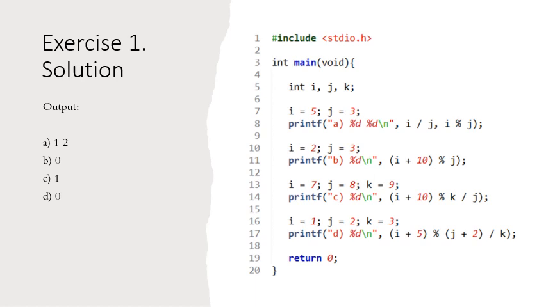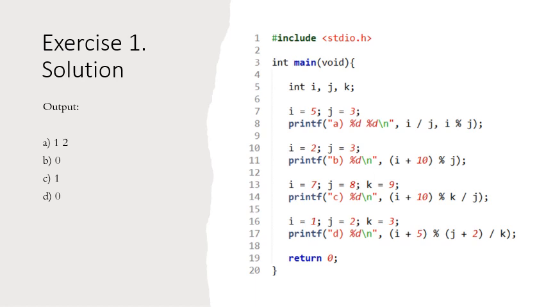So we have 17 divided by your 9. So that's 17 remainder 9, which is 8. And then you divide it by j, which is equal to 8, so you have your 8 here divided by j, which is equal to 8. So 8 divided by 8 is equal to 1. Okay, so that's why you have your 1 here.